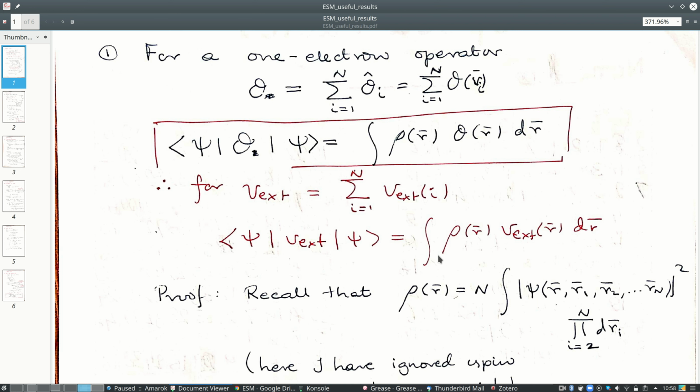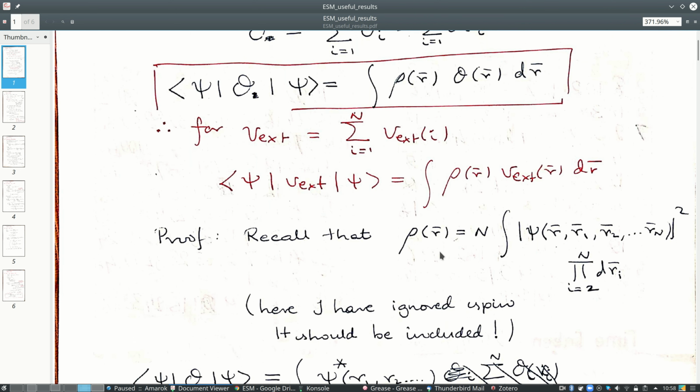Okay, so to prove this, we need to just remind ourselves how we define the density. Now the density is defined here as rho(r) is n times the integral of psi star psi, integrated over all electrons except the first one. Now this should have been r_2, it's a mistake on my part. So we have psi is a function of r, r_2, r_3 all the way to r_n. And then we integrate over electrons 2 to n, skipping the first one, which I've chosen to be just r.